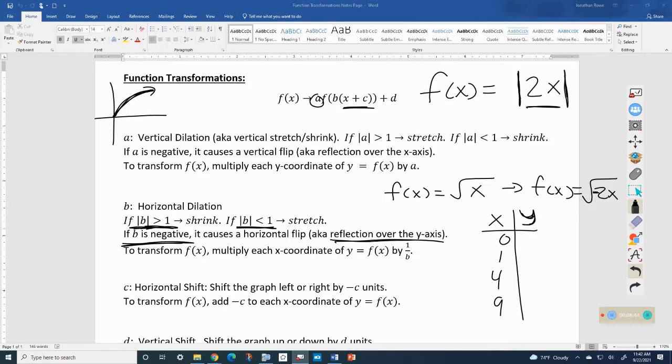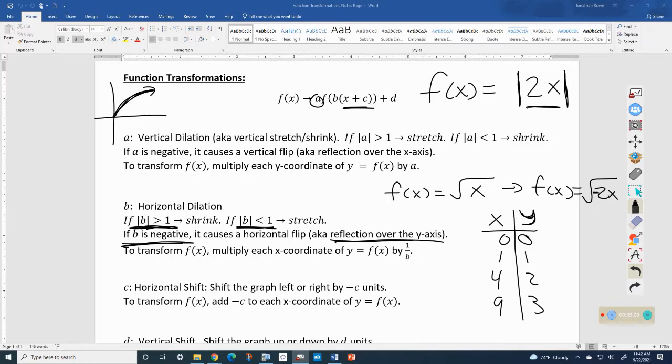And so if we plug in 0 into the parent function, what do we get? The square root of 0. All right, what if we plug in 1? 1. What if we plug in 4? 2. And 9? 3. Yeah, good. So these are the core values for the parent function of the square root function.